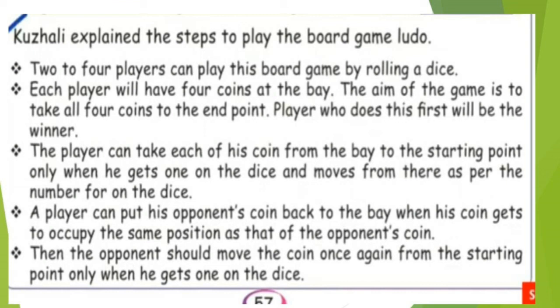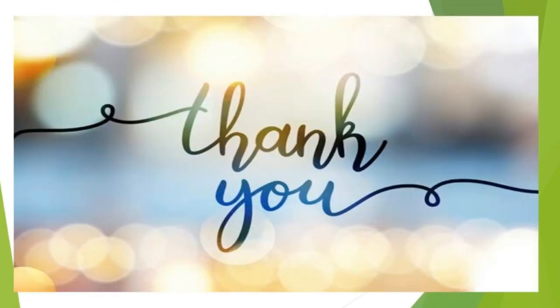The player can take each one of his coins from the bay to the starting point only when he gets one on the dice and moves from there as per the number on the dice. A player can put his opponent's coin back to the bay when his coin gets to occupy the same position as that of the opponent coins. Then the opponent should move the coin once again from the starting point only when he gets one on the dice. Students, hope you all understand this lesson.